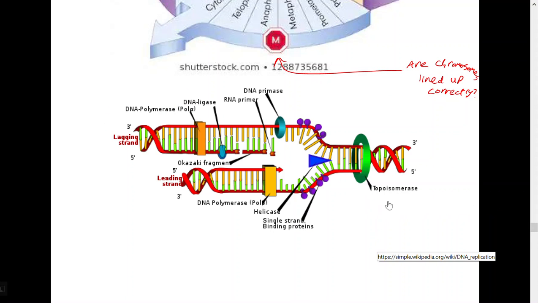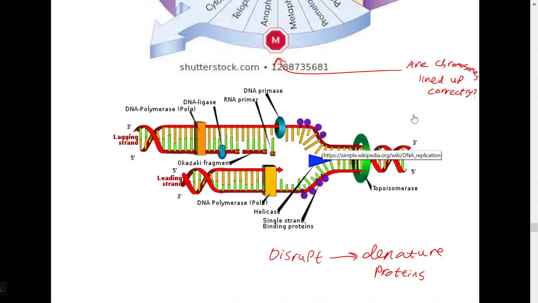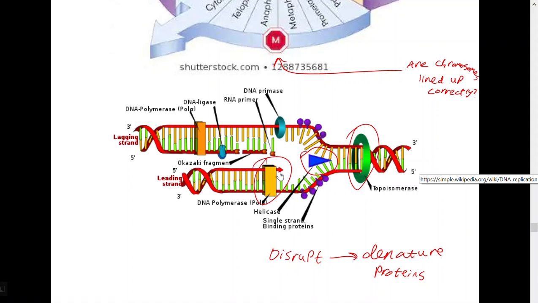The big idea of this, again, no details, the big idea is there are a lot of proteins, right? So if you want to disrupt it, you're probably going to want to denature proteins. As you can see, there's a lot of proteins here. If you're thinking about proteins to denature, what might have the biggest effect on this? I'd say probably look at polymerase, helicase, and topoisomerase. Those are going to be the ones that are very, very big in having any of this happen at all.